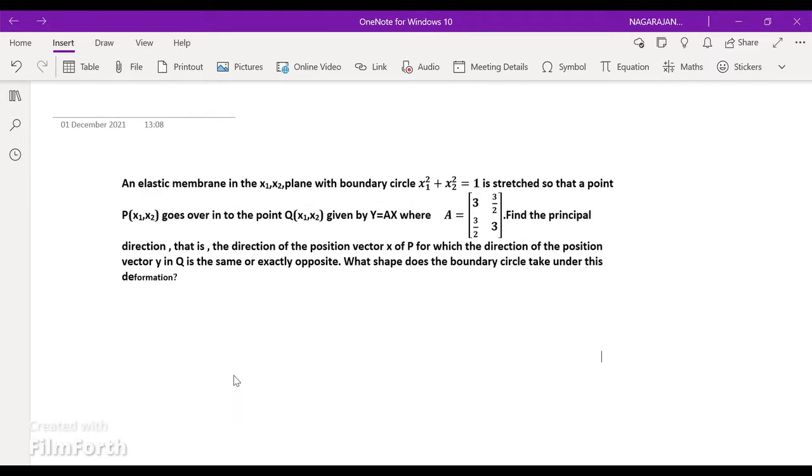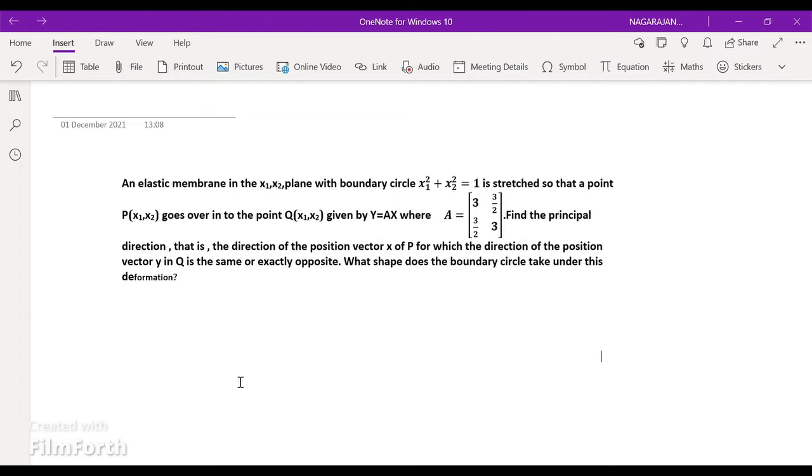Today we are going to see the application of the eigenvalue problem in stretching of an elastic membrane. An elastic membrane in the x1 x2 plane with the boundary circle x1 squared plus x2 squared equal to 1 is stretched so that a point P of x1, x2 goes over into the point Q of y1, y2 given by y equal to Ax, where A is [3, 3/2; 3/2, 3].